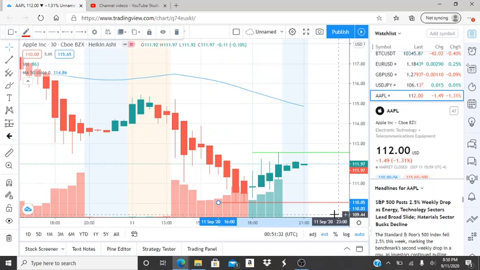And the bears are going to want to continue to pull this away from the 50-day moving average and not allow the bulls to have this recovery and use this momentum to continue. So we're going to have to see how this plays out.